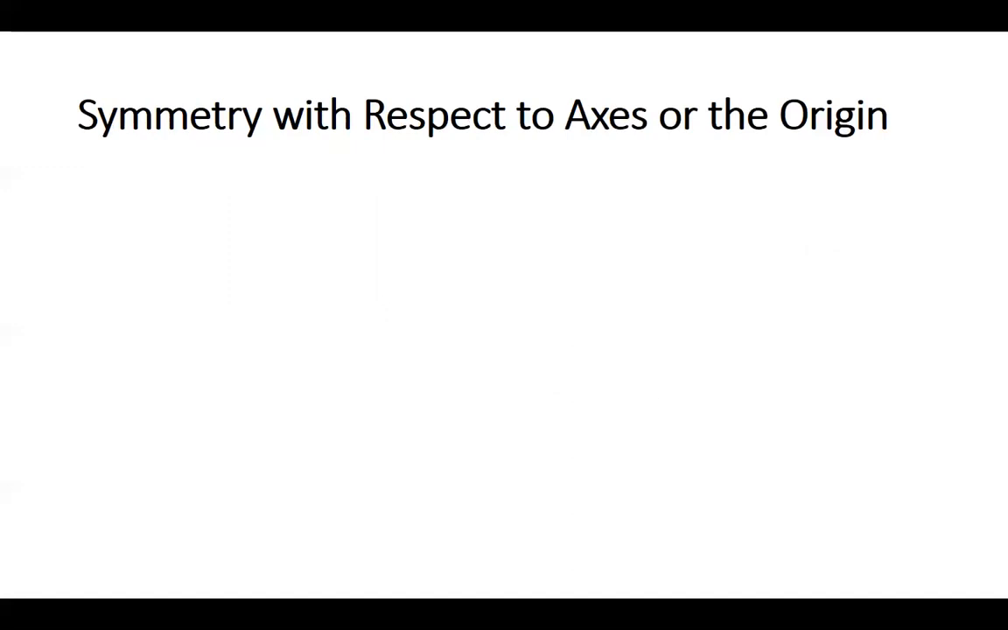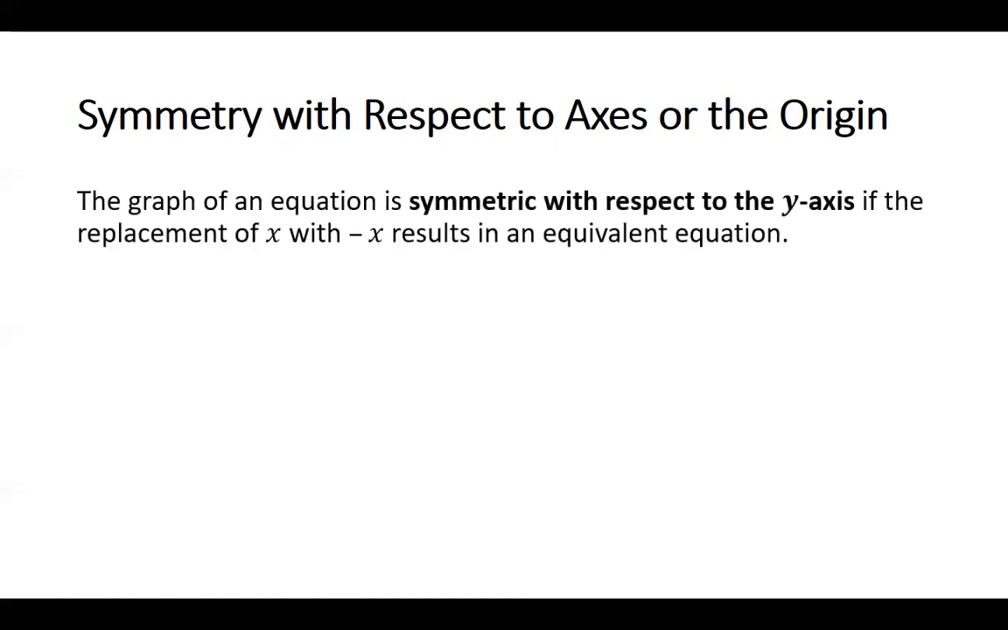Now this leads to another thought of things of symmetry with respect to axes or the origin. Because if we think of some of our graphs that we deal with, they kind of look like a mirror image. If you look at the x-axis or the y-axis, you see, gee, if I were to just put a mirror there, I would still see the same thing. So the graph of an equation is symmetric with respect to the y-axis if the replacement of x with negative x results in an equivalent equation.